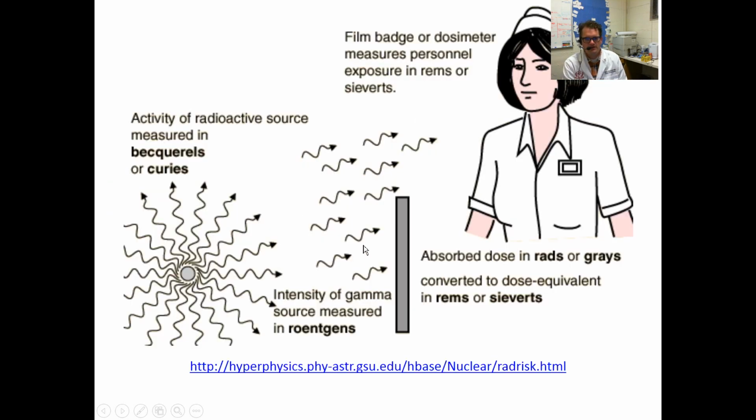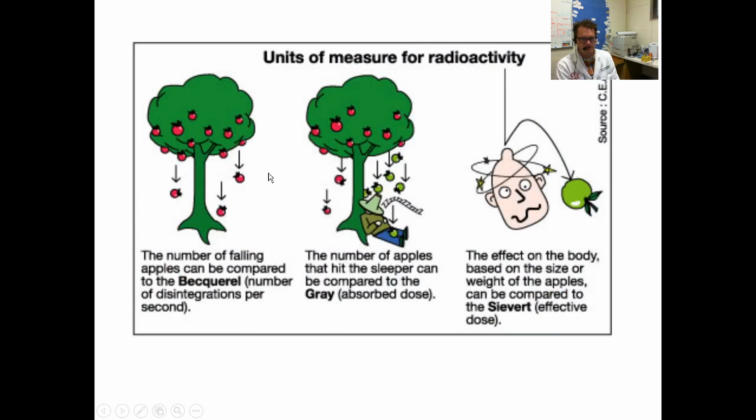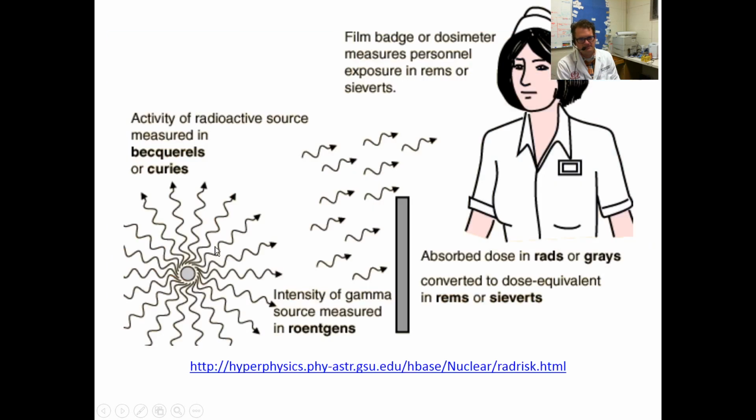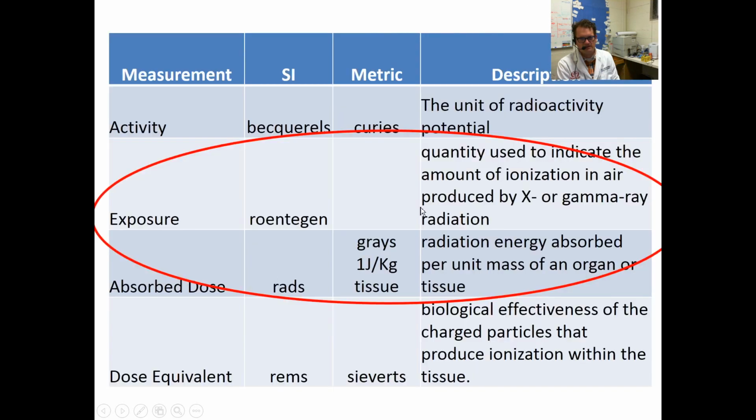Here's another figure that I found helpful. So you have the activity of the radioactive source, and that's measured in curies or becquerels. So that, again, is like this one here, with the trees just naturally shedding its apples, and that's this here. You can measure a radioactive source that way. Then you have the intensity of the gamma source in Röntgens. So that would again be quantity used to indicate the amount of ionization in air produced by an X-ray or gamma ray radiation. So that's how strong it's coming off of that apple tree.